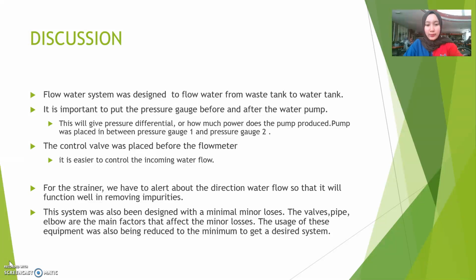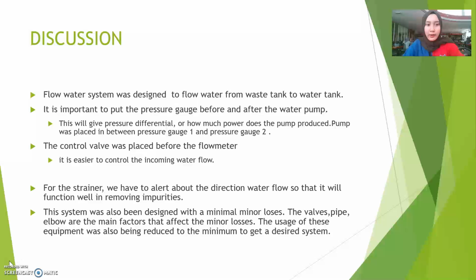So moving on to our discussion. We already know that from the experiment, we studied the function of the equipment that has been used in designing a water flow system. A water flow system cannot be complete and function if there were no equipment used in the system. It is called a system because it involves several pieces of equipment that undergo specific functions. The water flow system was designed to flow water from the waste tank to the water tank.